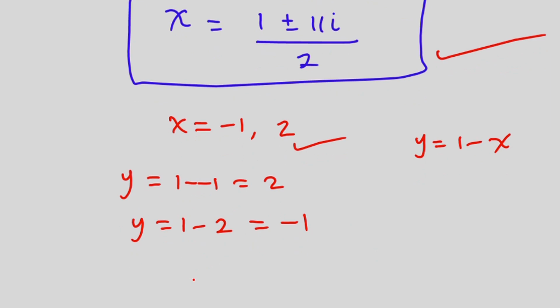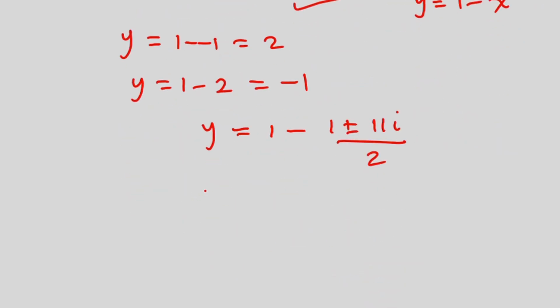And the last part, when x is equal to the whole of this, we're going to be getting 1 minus 1 plus or minus 11i divided by 2. And we see that we'll still be getting y is equal to 1 plus or minus 11i divided by 2.